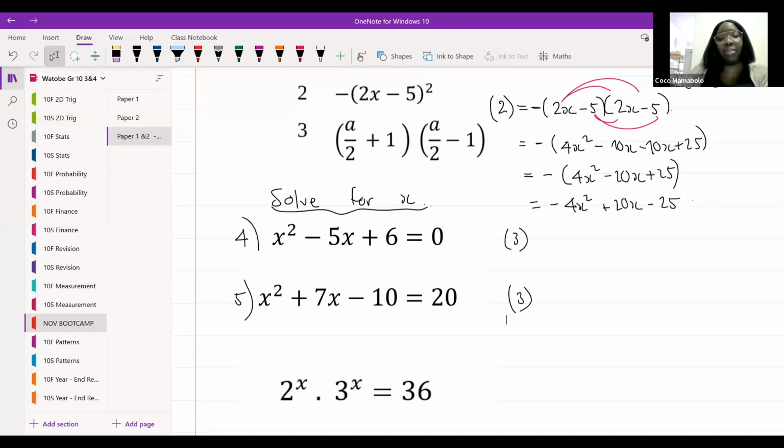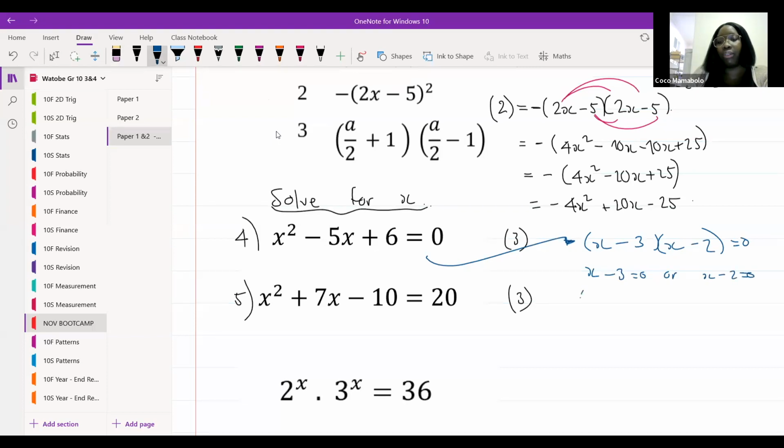All right, peeps, that's time. Let's have a look at question 4. We already know that we've got a 0 on the right-hand side, so it's not necessary for us to move anything. So I'm just going to go ahead and open my 2 brackets and make them equal to 0. I should get x minus 3 and x minus 2, not plus x minus 2. So I can then say x minus 3 is equal to 0, or x minus 2 is equal to 0. Therefore, x is equal to 3 or x is equal to 2. All right, 3 marks there, 1 for factorizing and 1 for each answer.